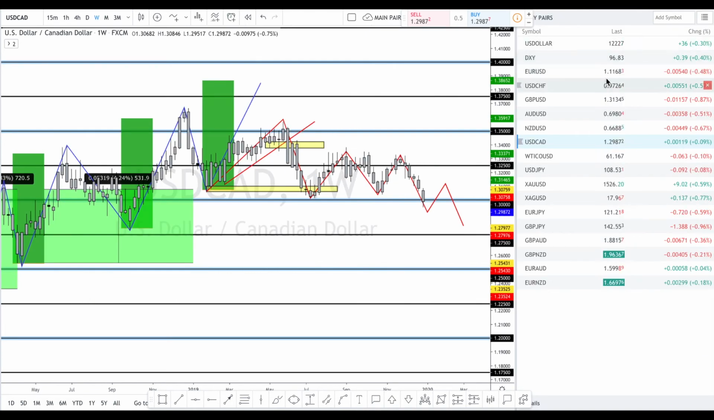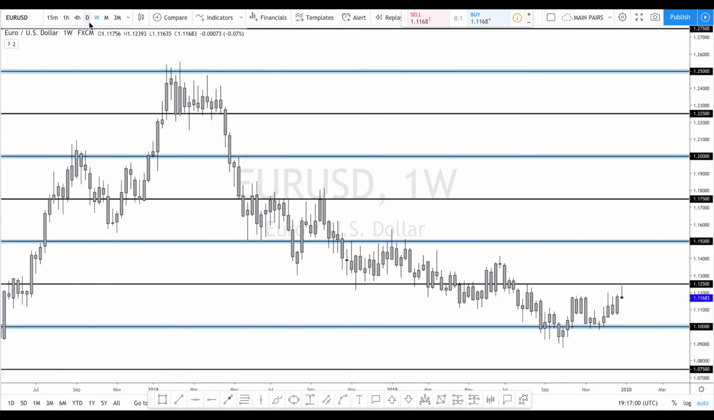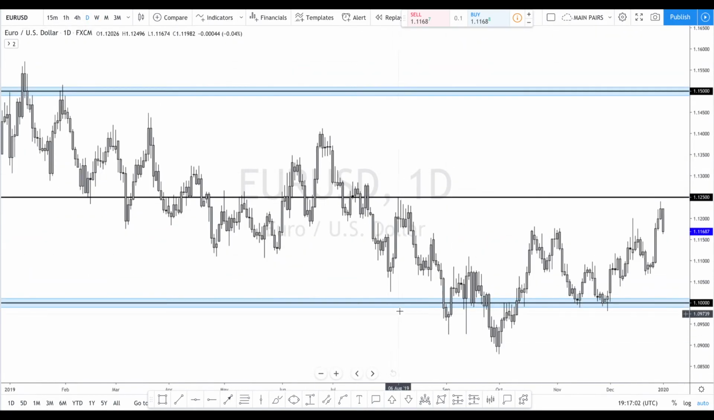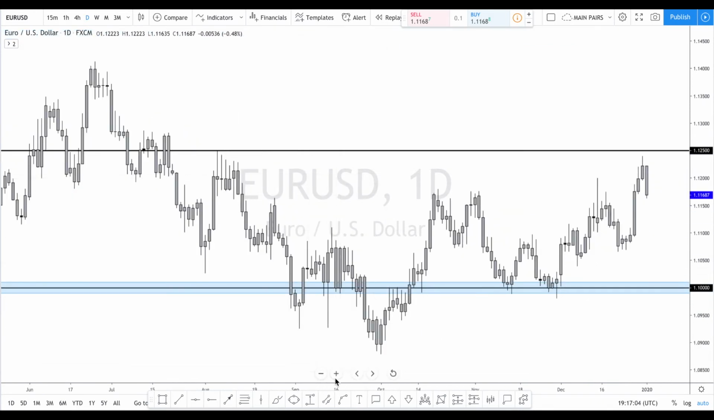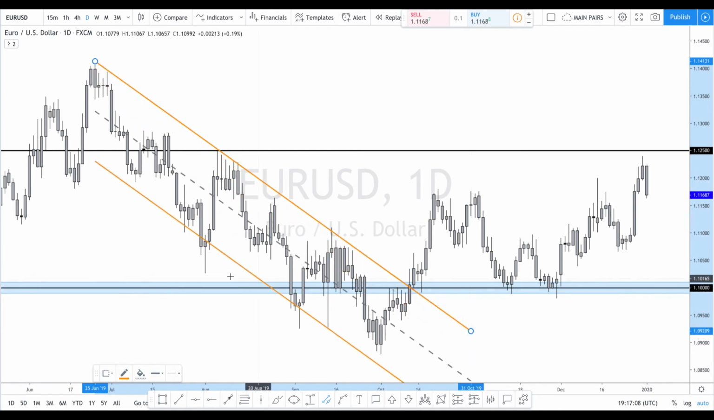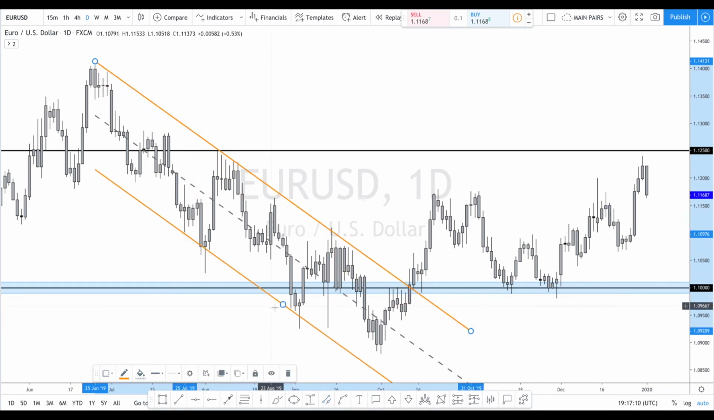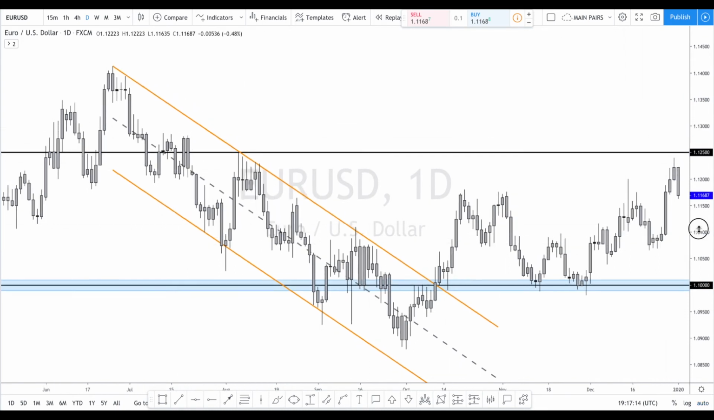So even for example, I'll show you another example on a daily time frame with euro dollar. So even with euro dollar here, same exact thing again. We're looking at shorts. We're looking at shorts. So we've got into the market.